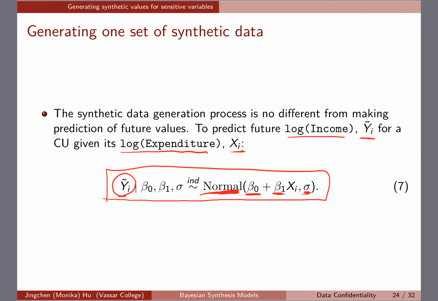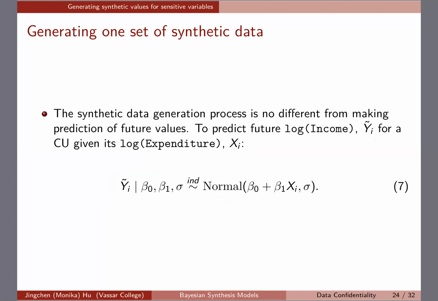Because at one iteration, we have one draw for beta 0, one draw for beta 1, and one draw for sigma. So we use all of them in this particular prediction process and then generate one value of y tilde i. Make sense? All right, so this part should be okay.